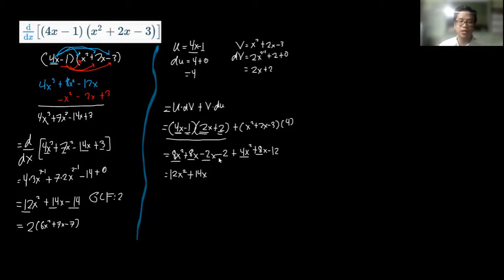And last but not least, we're going to combine these two constant terms, because overall they're constant, there's no variable given, only numbers, so that's the similarity. So negative 2 minus 12 is negative 14. With further simplification again, the GCF is 2, so I'll bring down 2, and I have 6x squared plus 7x minus 7. That's it, guys. All right.